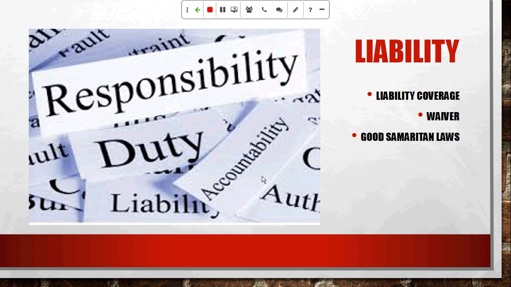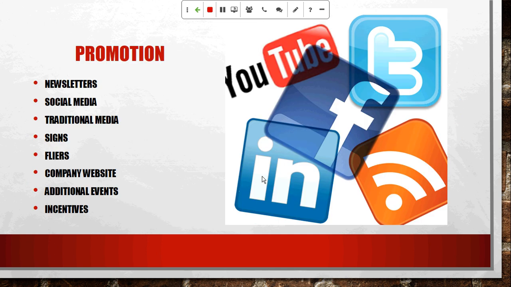Okay, now we'll move on to promotion. Many families will attend the event just because they happen to drive by and see signs or see something going on. However, advance notification is highly encouraged to ensure that the community knows that this service will be available.